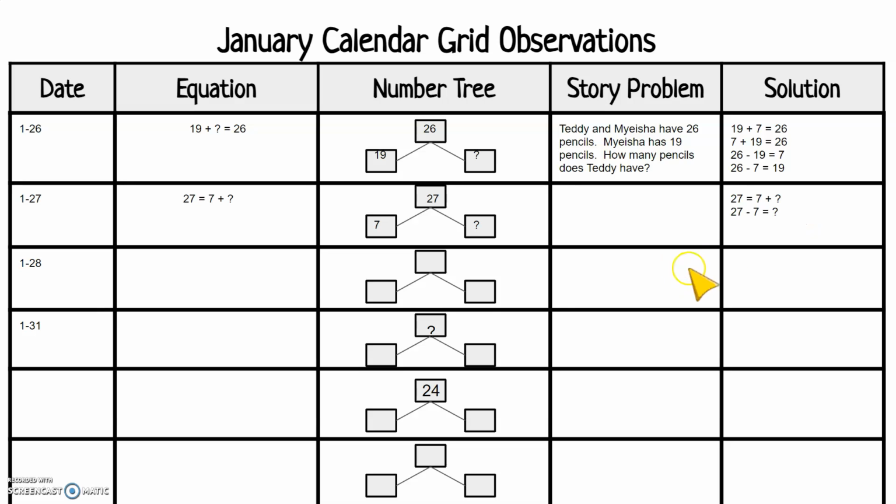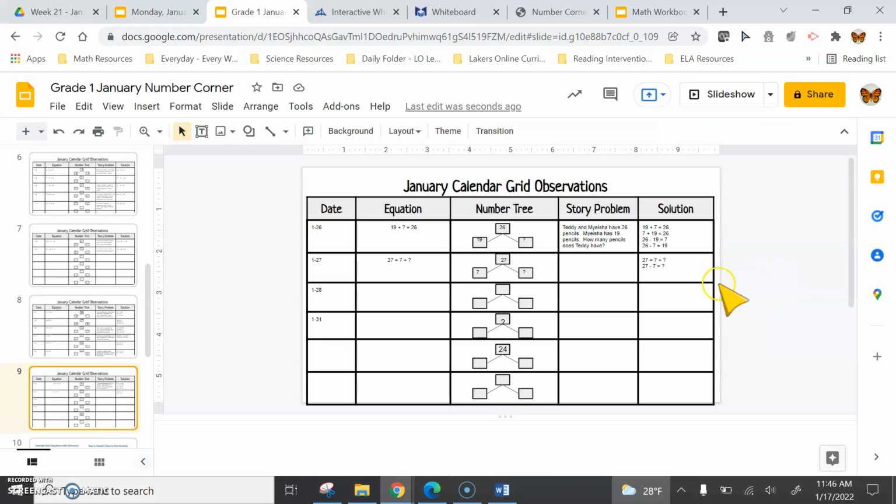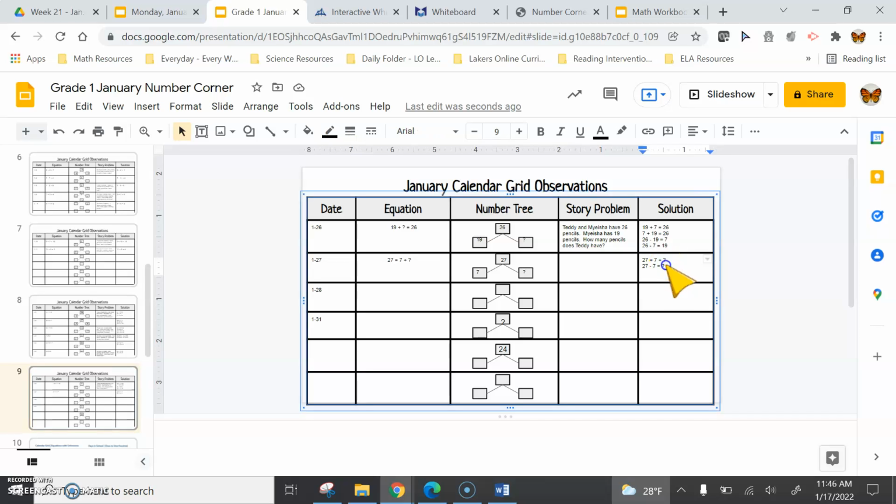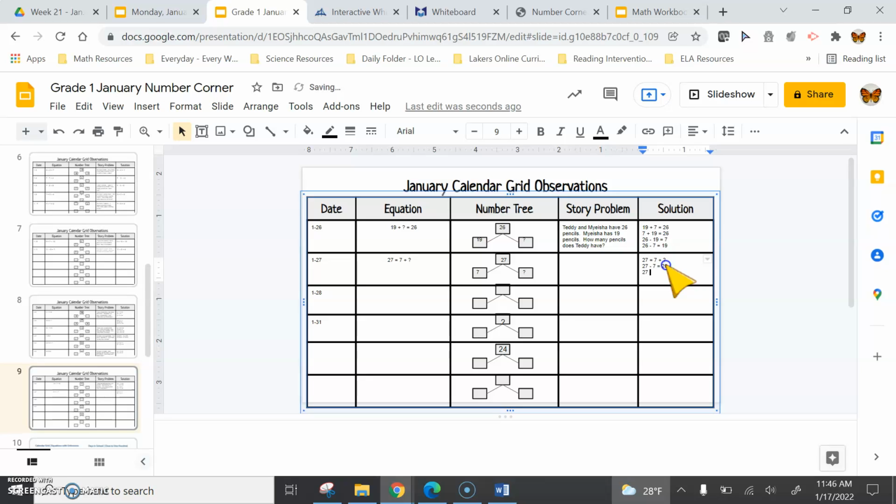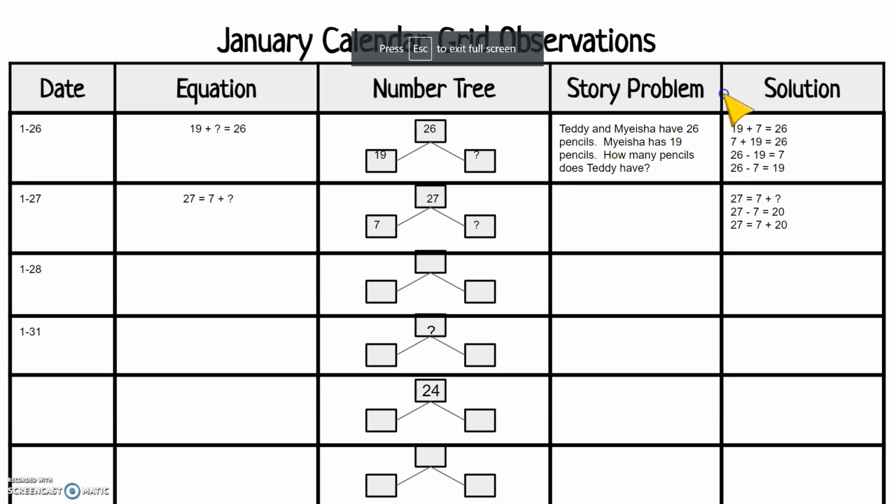All right, now that you've come up with that, what number did you get? I hope you were thinking the number 20, because 27 is equal to 7 plus 20. Again, you can create a number line and jump back on that number line. You can count back on your fingers. You can count back using a number rack. But counting back from the number 27, 7 spots would give you that answer.